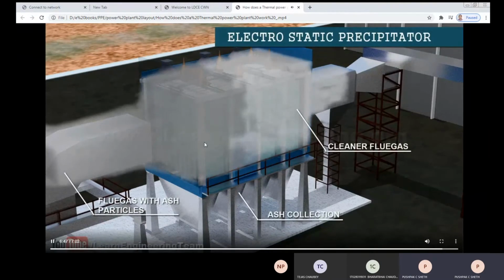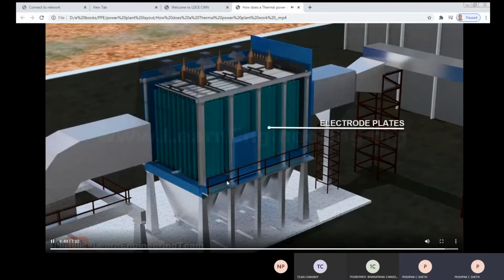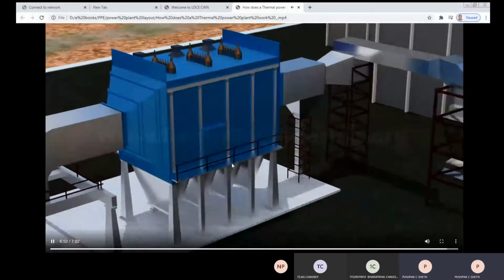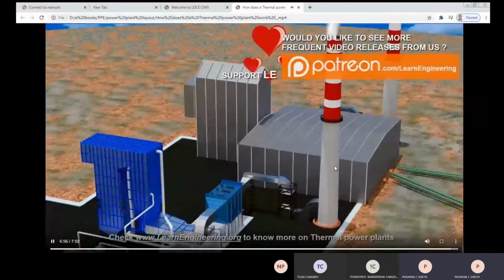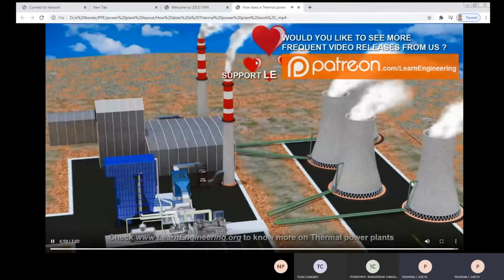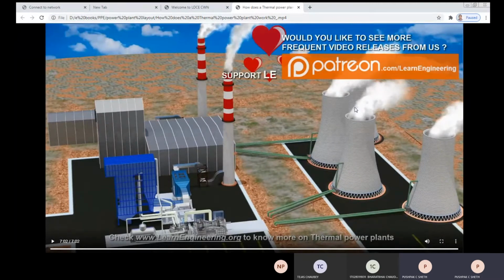You can see from the figure, fly ash is being collected by the electrostatic precipitator, and then all the flue gases are exhausted into the atmosphere. These are flue gases, but these are air. Please make a difference. This is the cooling tower, and what is coming out of the cooling tower is moist air. But from here, these are chimneys. Cleaner flue gases are coming out from this chimney.